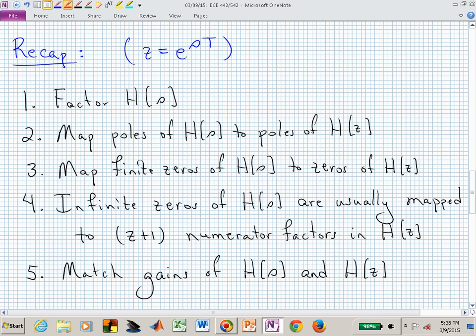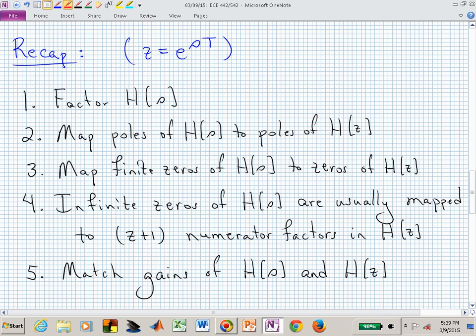And I can't tell you what s and z to use until you sort of know what your H(s) represents. Do you understand what I'm meaning by that? If your H(s) is a low-pass filter, what value of s do you want to match with what value of z?